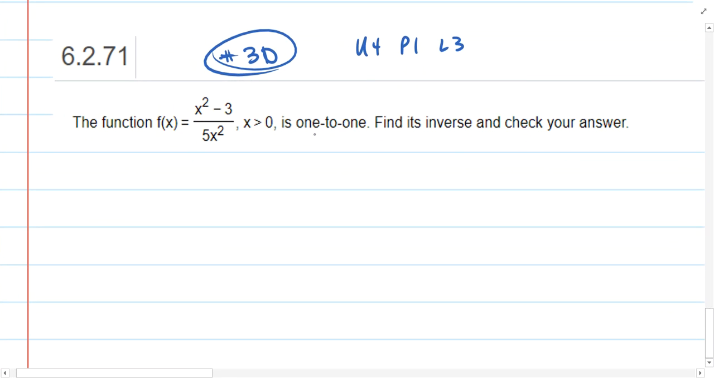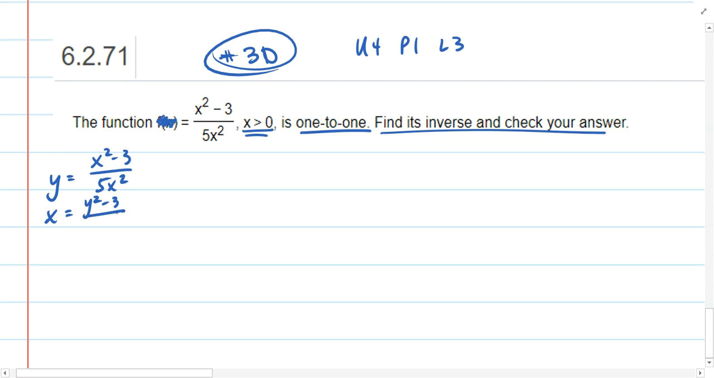And so we can only find an inverse if a function is 1 to 1, and we're being told that this function is 1 to 1 as long as we use x values that are greater than 0. So we need to find the inverse and check the answer. And the method that I used to establish inverses is I changed the f of x notation back to the letter y. So we've got y equals (x squared minus 3) over 5x squared. And then we switch the x and the y. So we've got x equals (y squared minus 3) over 5 times y squared.